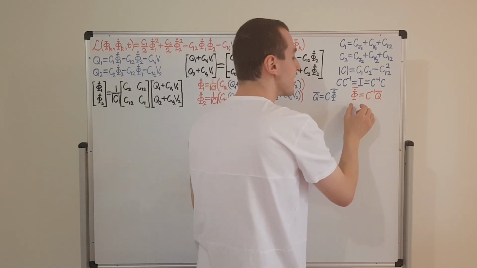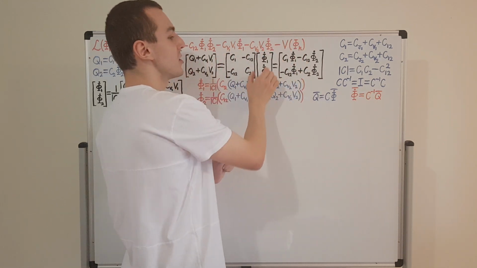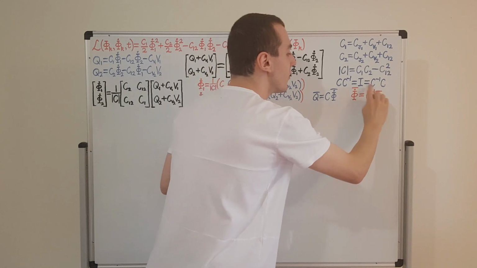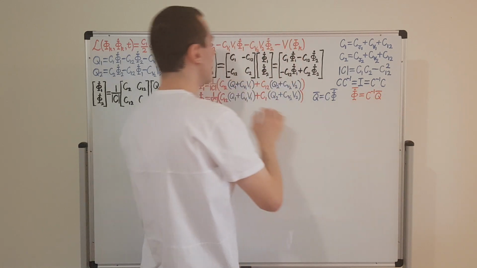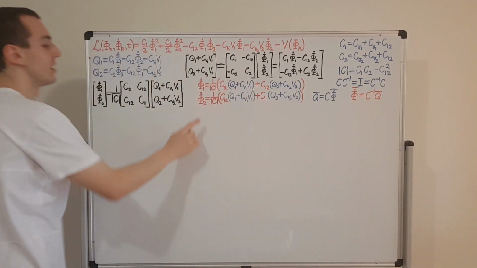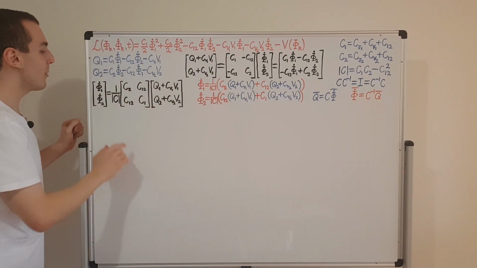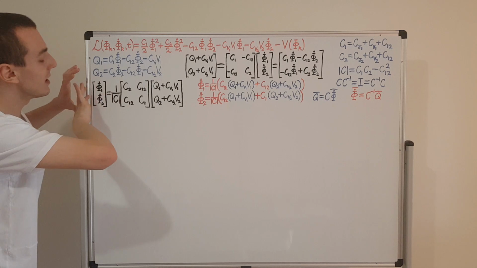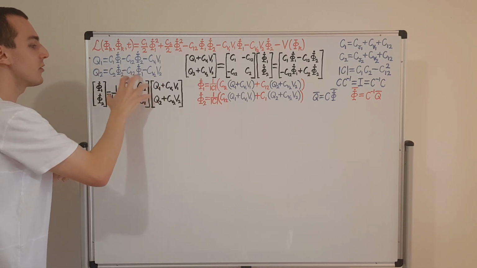So if we want to isolate this phi dot column vector, all we have to do is find the inverse matrix and multiply it by this Q vector over here. And that is what I've done over here. So you can see now I've written this in the inverse way. So now we have the inverse matrix.